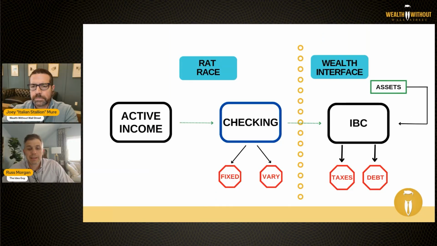Okay, Stallion, I want to set this up well. You are leading our students through how to think through money, and you're giving them this architecture. And we talked about the left side being the rat race, right? The right side was the wealth interface.